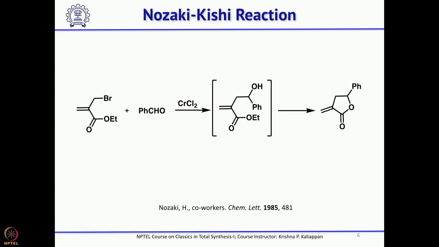One can also get homoallylic alcohol using similar conditions. Here, instead of vinyl bromide, what you need is an allyl bromide. Allyl bromide on treatment with aldehyde in the presence of chromous chloride gives homoallylic alcohol. And if you have an ester at an appropriate place, then the homoallylic alcohol which is formed can also intramolecularly attack the carbonyl group of the ester, forming a lactone. So this Nozaki-Hiyama-Kishi reaction has been widely used for making allylic and homoallylic alcohols and also many macrocycles.